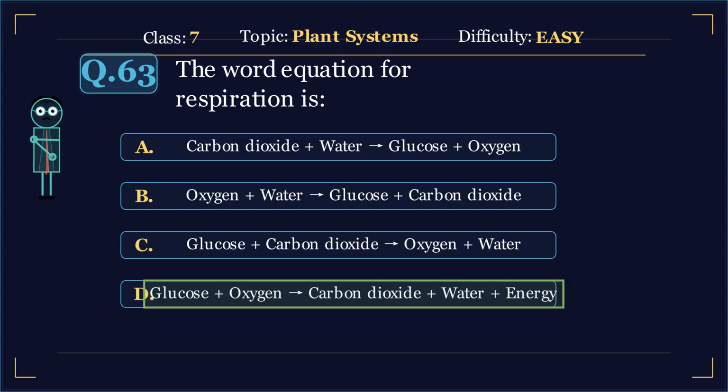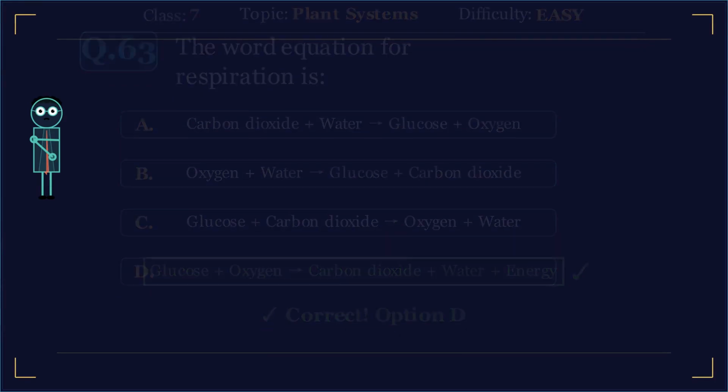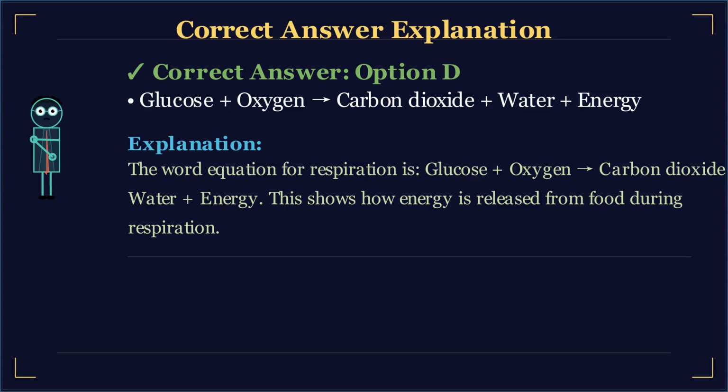The correct answer is option D. Here's the explanation for the correct answer. The word equation for respiration is glucose plus oxygen, right pointing arrow, carbon dioxide plus water plus energy. This shows how energy is released from food during respiration.